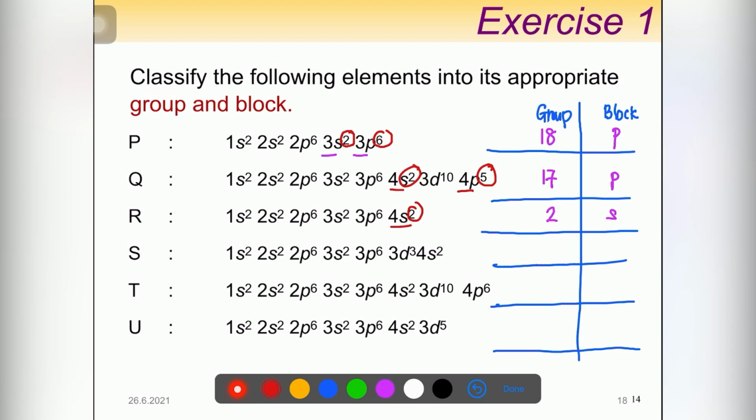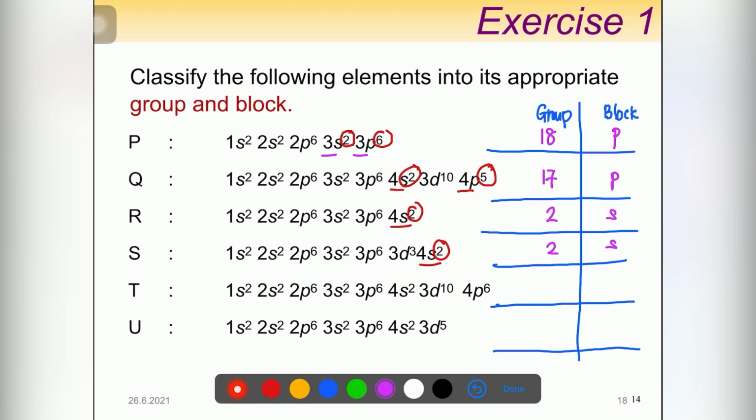Let's see S. Highest n is 4. There are only s orbitals, so it is in the s block. And how many electrons are in the s orbital? 2. So it is in group 2.